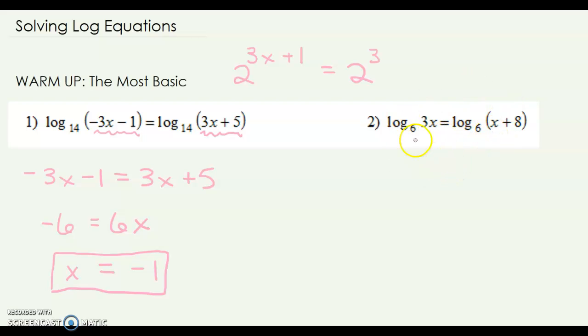All right, number 2, we have log base 6 of 3x equals log base 6 of x plus 8. Again, we see that we have a log equaling a log, and both those logs have the same base, and so we are able to set those arguments equal to each other. All right, let me know what you get.